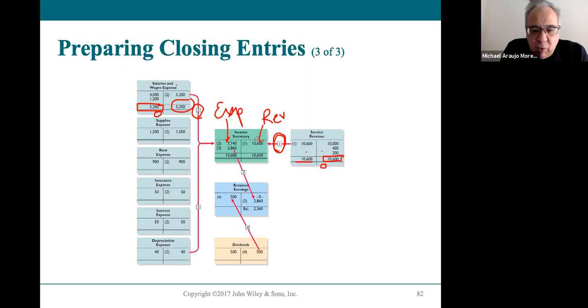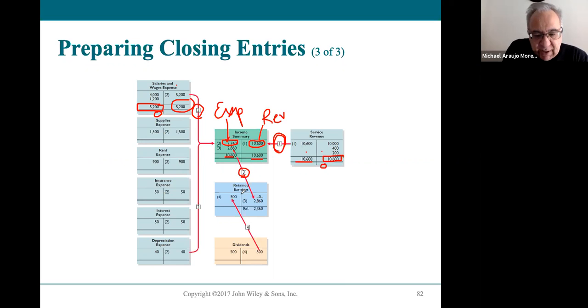Income summary account looks like your income statement. You have all the revenue on one side, all the expenses on the other side. What's going to be the difference here? Well, the difference is net income. Net income belongs in the retained earnings account. So the third thing we do is transfer the net income out of income summary into the retained earnings account. Notice income summary now has $10,600 on both sides, which means that account is closed. It has a zero balance, and we're done with it. We don't need it now until the next time we do closing entries next year.